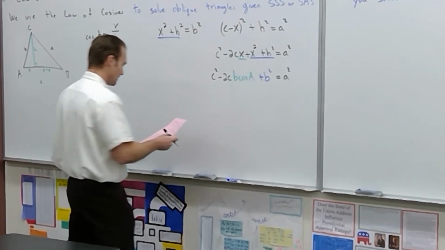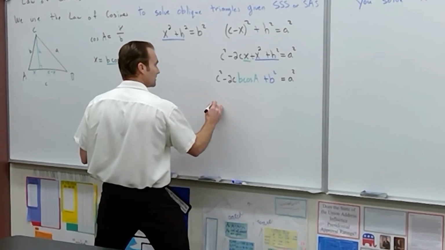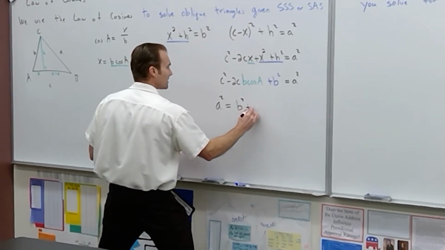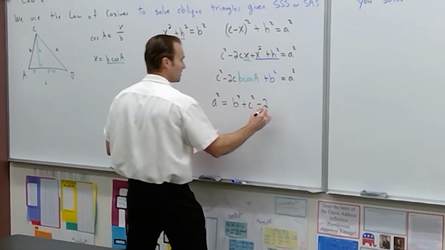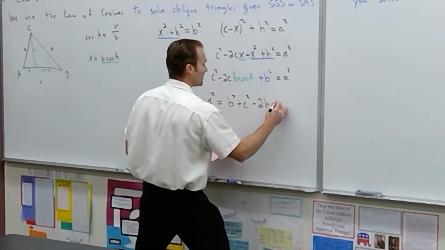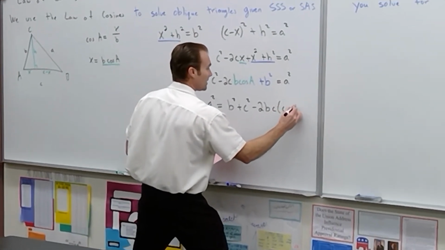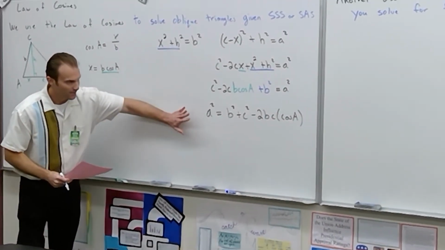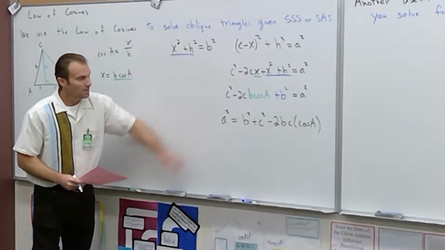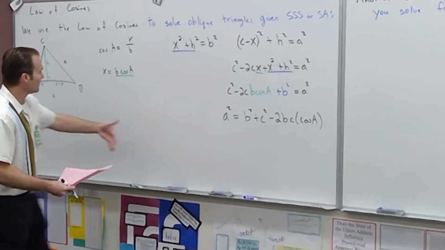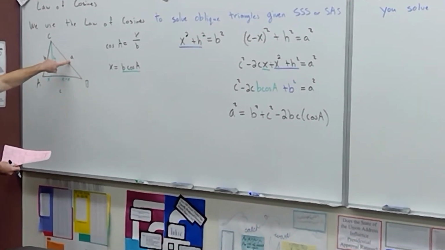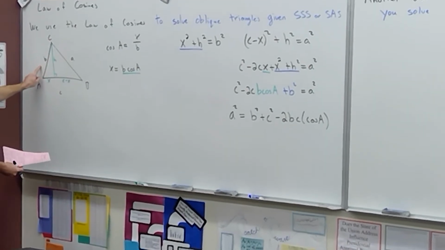Let's write it as a squared equals b squared plus c squared minus 2bc, alphabetical, just because I can, times cosine A. And ladies and gentlemen, there is the law of cosines. We can rewrite it in terms of any of the other sides, right? This is written in terms of side a. We could also rewrite it in terms of side b and in terms of side c.